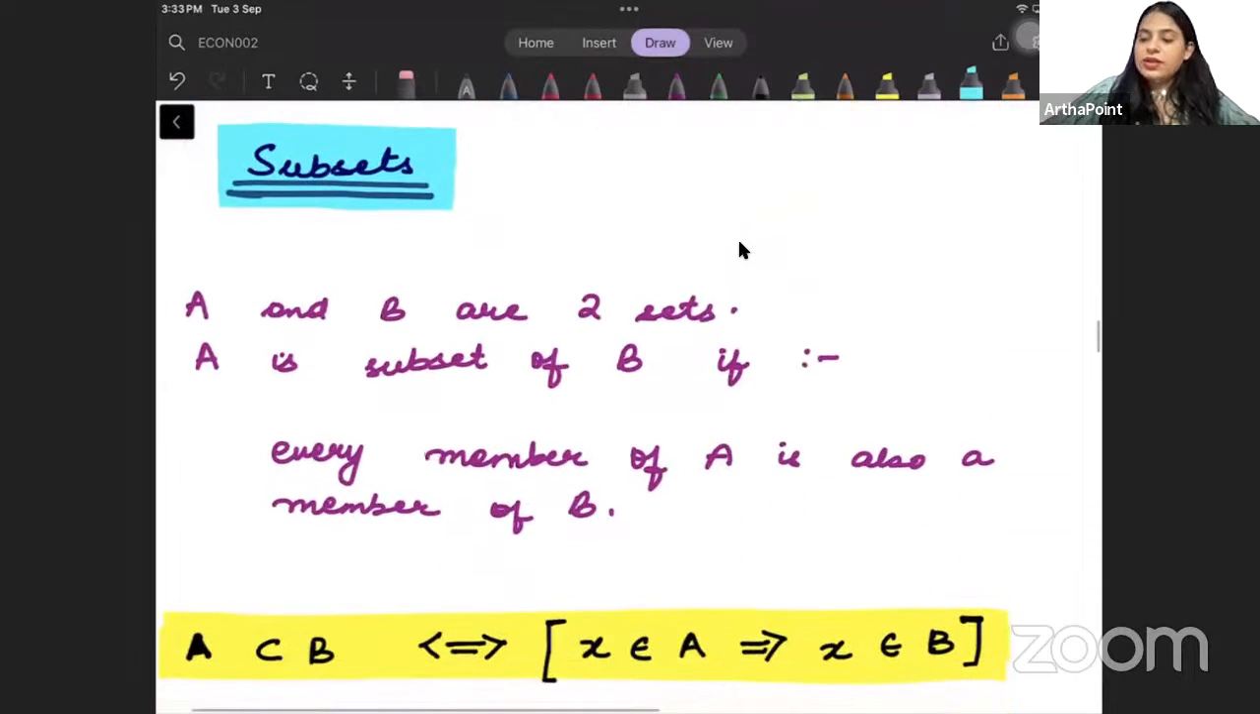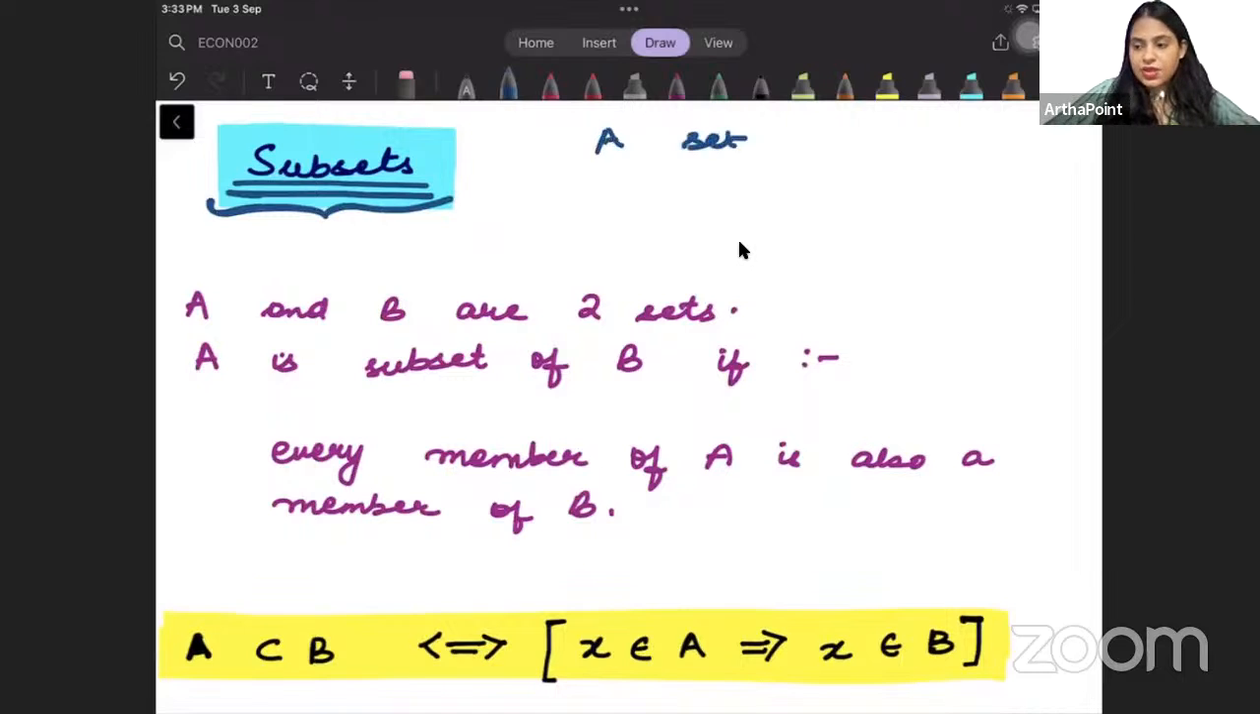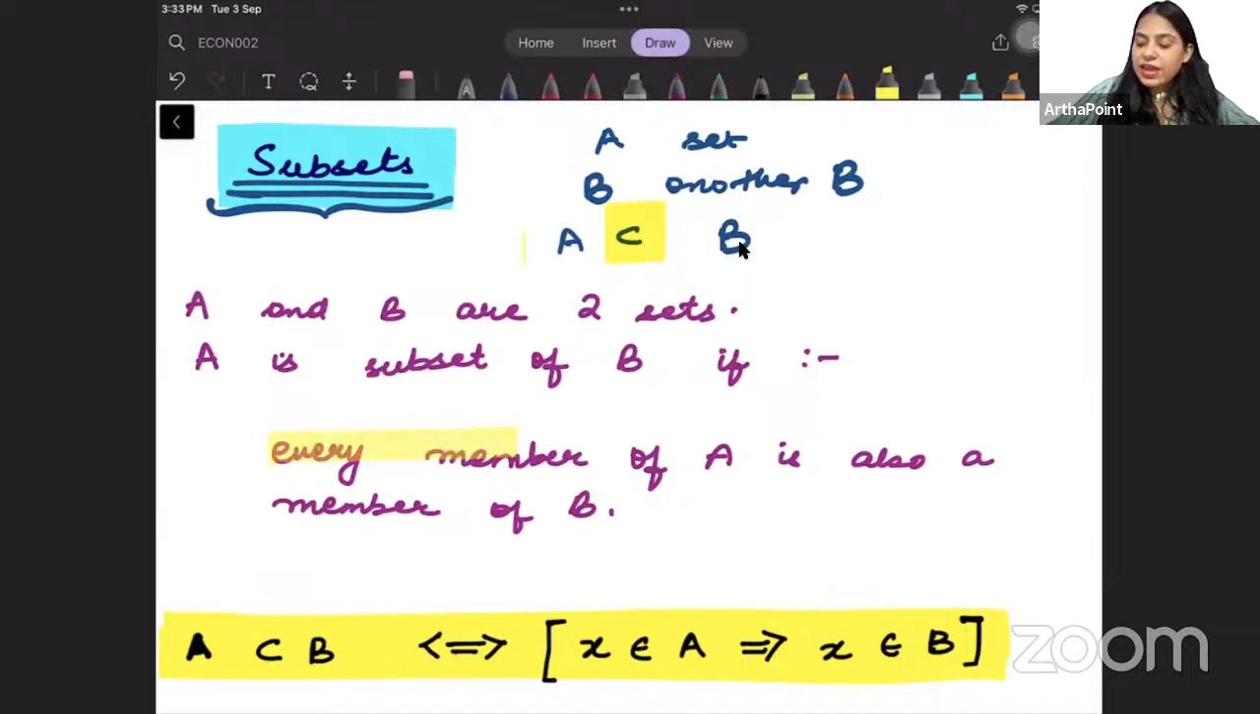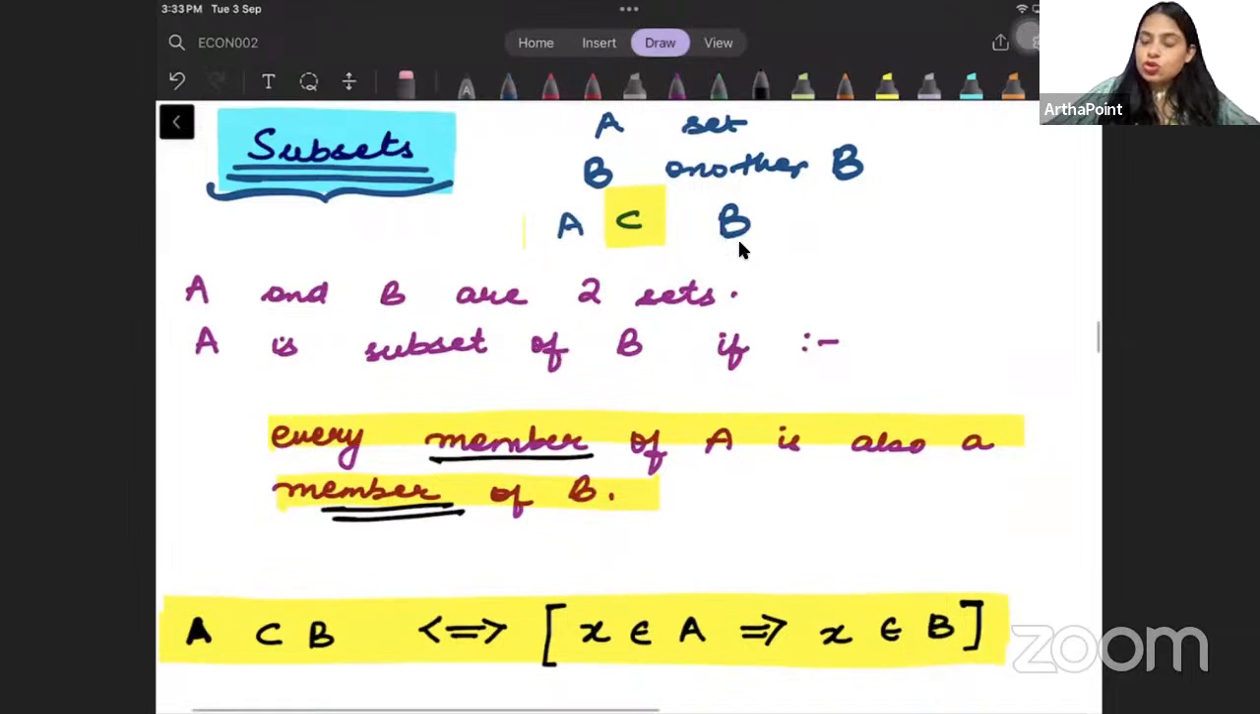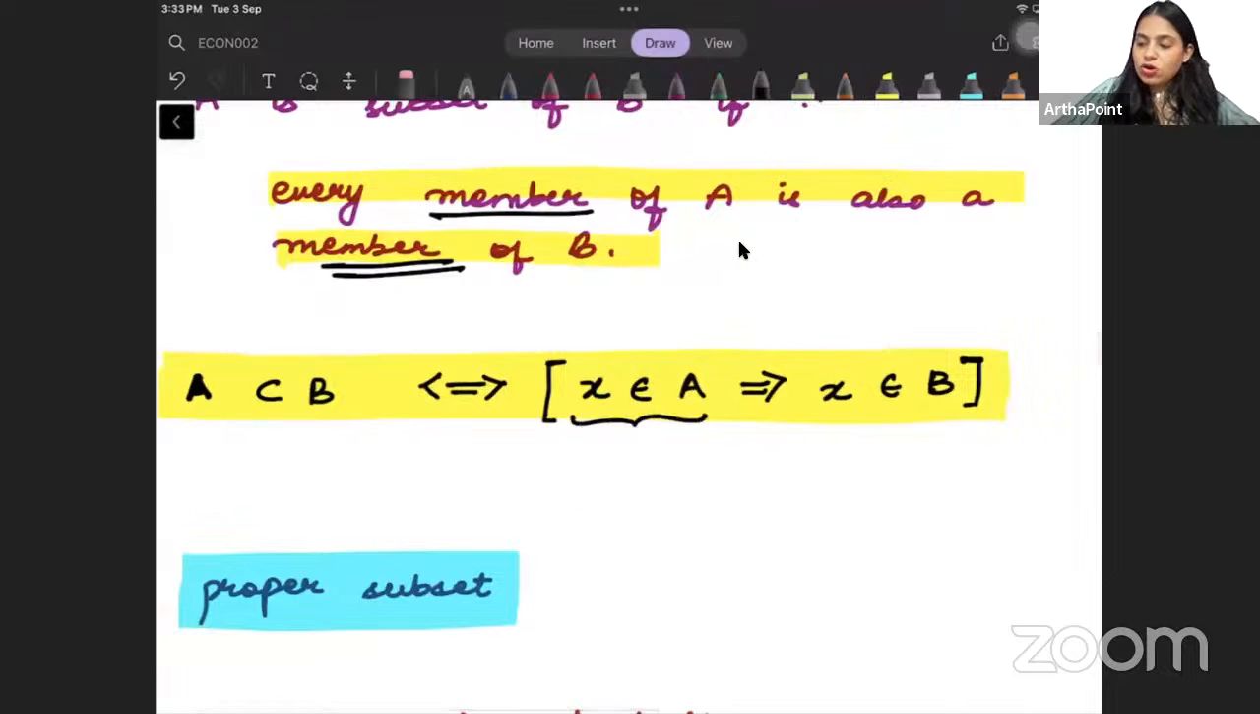Clear? Now let us talk about subset, beta. So suppose A is one set, B is another set. एक set A है और एक set B है. Then A is called a subset of B. Subset का sign ये होता है. A is called a subset of B if every element of A is an element of B. Every member of A is a member of B. तो जो भी elements A को belong करते हैं, they must belong to B.